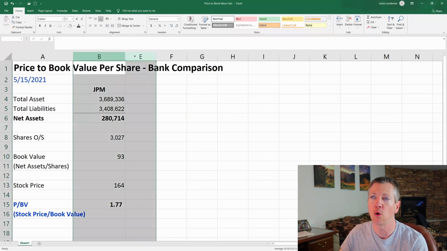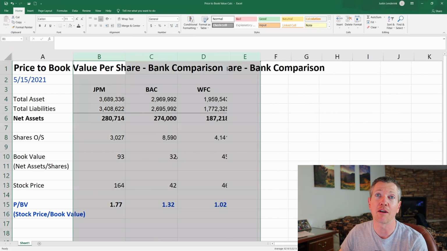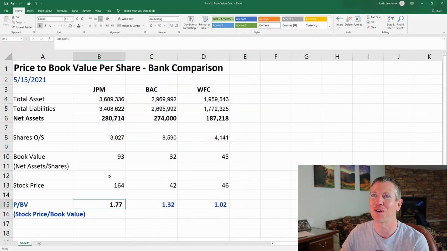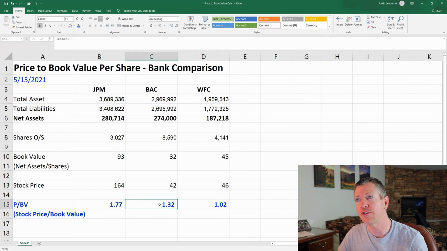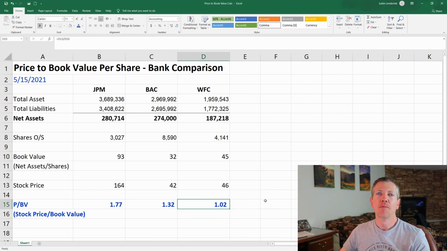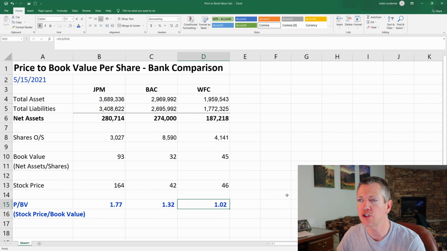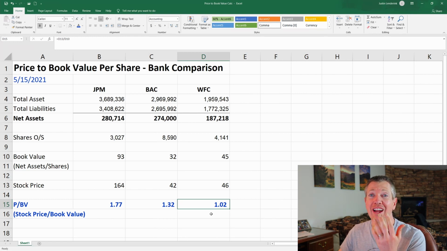I already went and pulled those numbers for you guys, so you'll just have to trust me or go calculate it on your own. It's kind of up to you on that front. JP Morgan Chase was 1.77. Bank of America was 1.32. Wells Fargo was 1.02. So if you're looking at this type of valuation, it's pretty clear that Wells Fargo is the best value right now. Bank of America is second. JP Morgan is the most expensive.